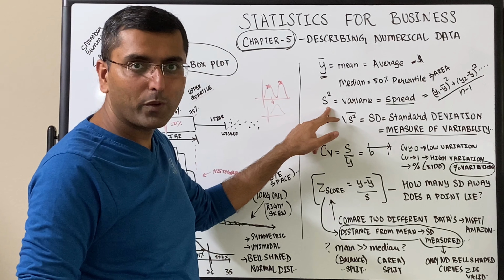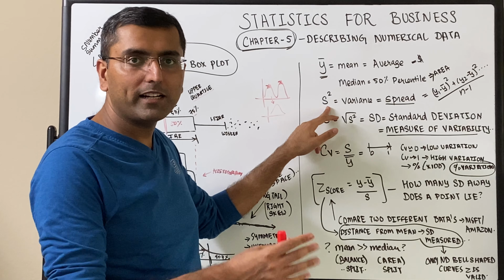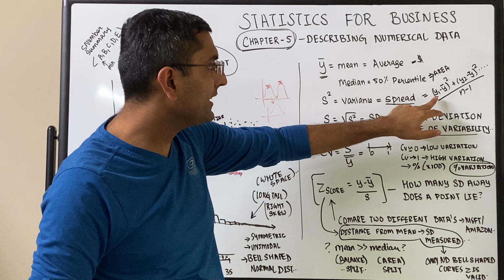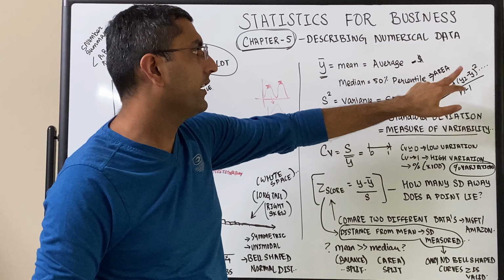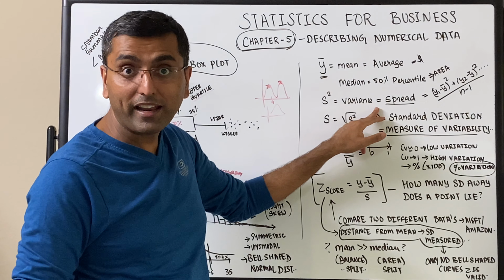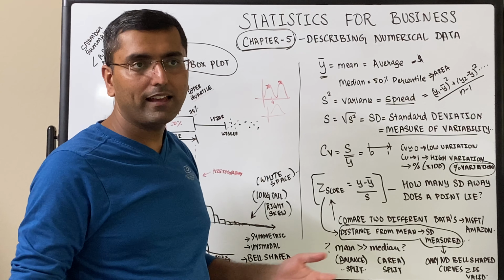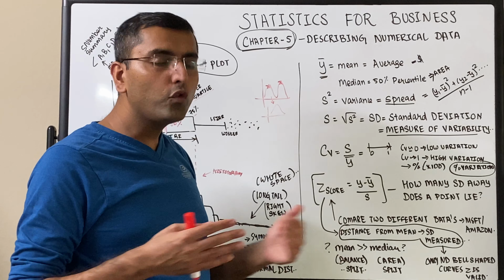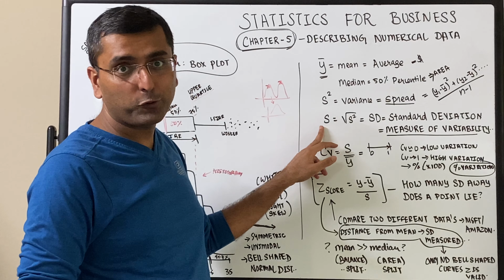S square is variance. This is simply, for all your data points, how far away they are from the mean. It's basically: given a data point, find out how far it is away from the mean, square it, and then keep doing that for all the data points. You will find the spread. S square, variance, is basically the spread. The higher the spread, the higher the number, it means that the data points are just too far away from the mean. Right? And S is the square root of S square.